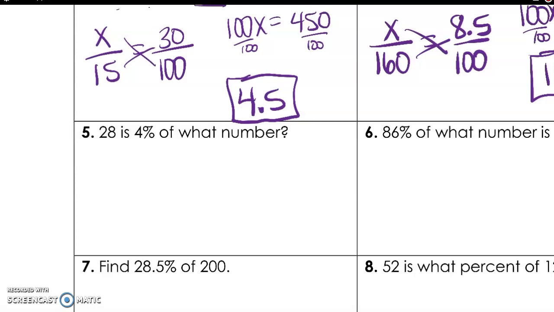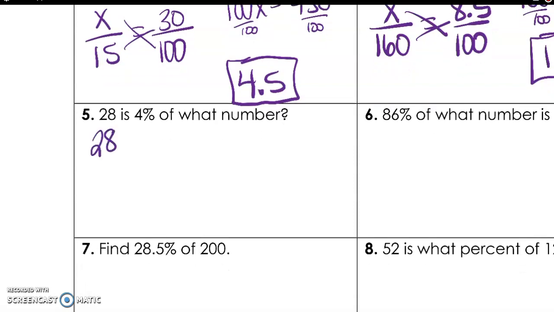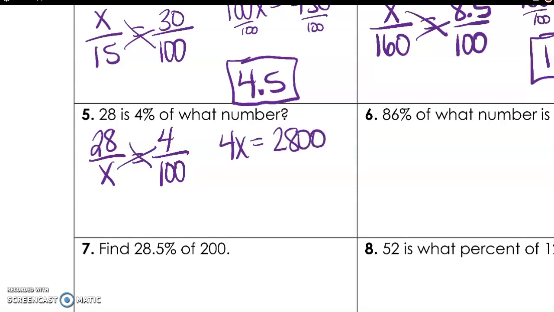Number 5, 28 is 4% of what number? So we don't know the of. 28 is your is, and you know you have 4%, so 4 out of 100. So the of is what you don't know. 4x equals 2,800. Divide by 4, and we get 700.